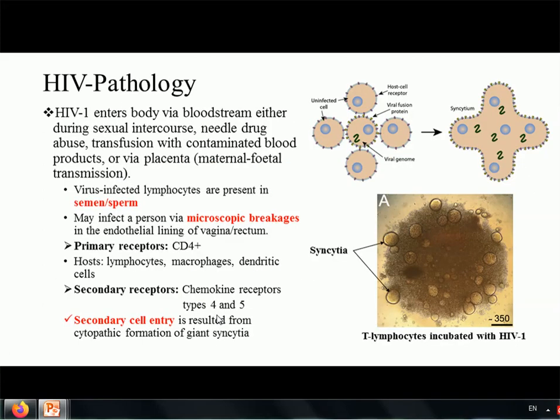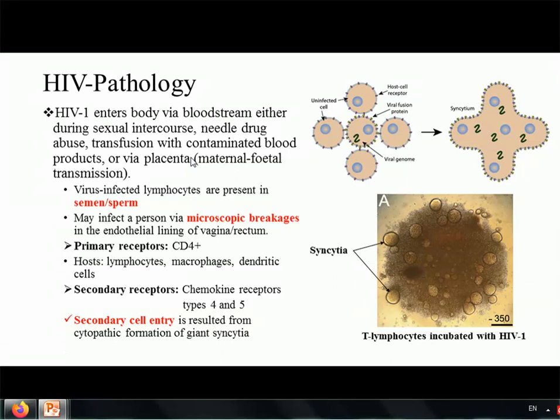In terms of pathology, first of all, the patient gets in contact with this HIV virus via blood transmission, blood transfusion, sexual intercourse, or in some cases needle drug sharing. It can also be transferred from the mother via the placenta. From here, the patient will get this HIV virus.